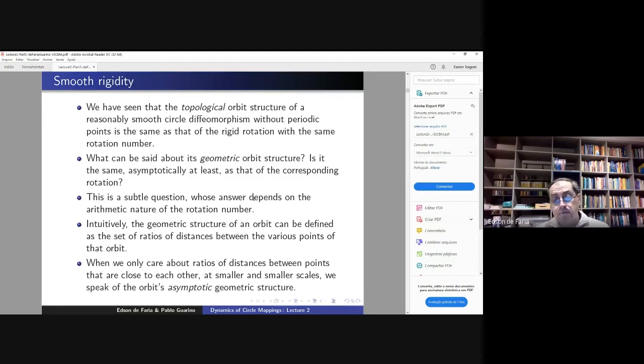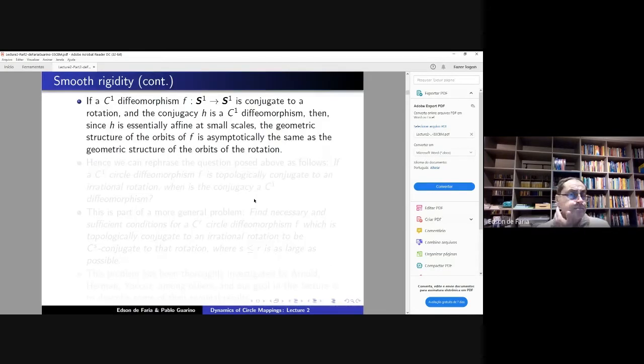And if we only care about these distances and these ratios of distances for smaller and smaller scales, then we are actually talking about the asymptotic geometric structure of the map, okay? Now, for example, if you have a C1 diffeomorphism, and suppose you know it's already conjugate to a rotation, and that the conjugacy is a C1 diffeomorphism, okay? Then if you look at it at smaller and smaller scales, the conjugacy becomes closer and closer to being affine.